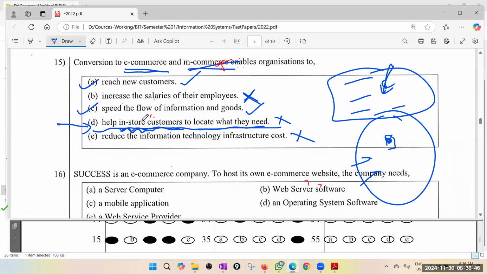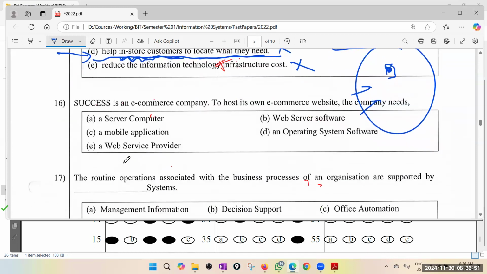So let's move on to the 16th. Success is an e-commerce company. To host its own e-commerce website, the company needs, okay, any idea?